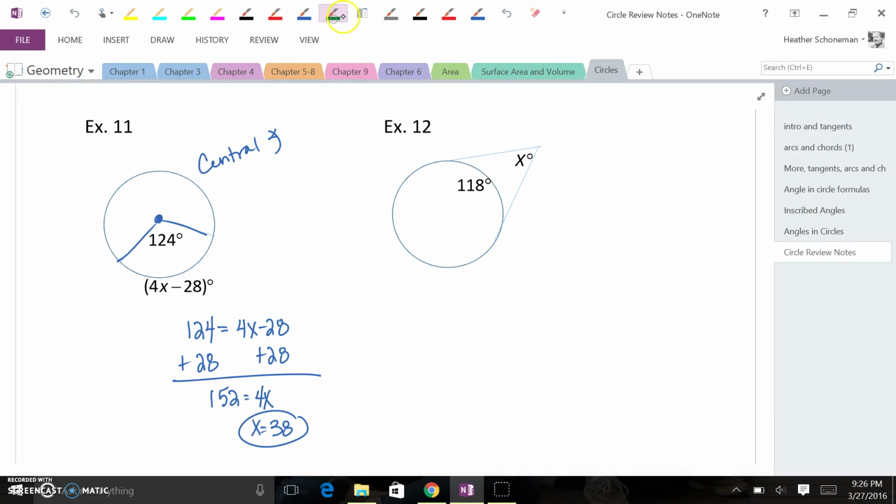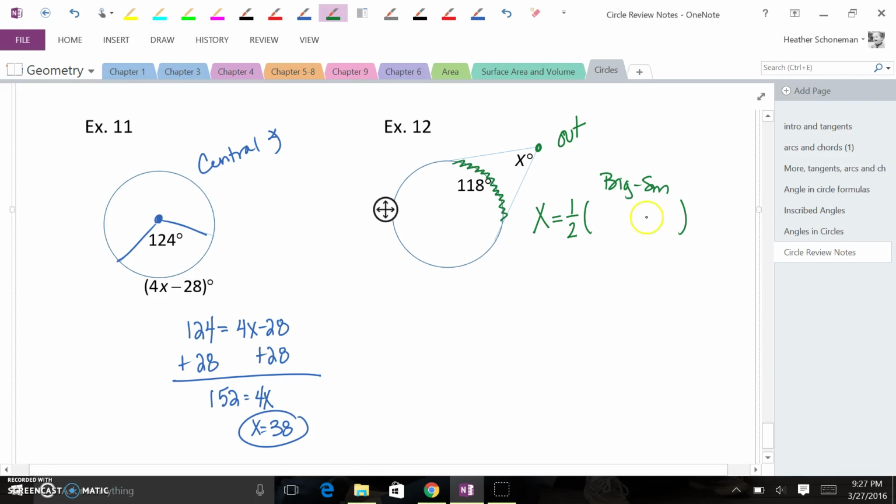Alright, last example. Example 12. The vertex is right here. It's outside of the circle. So when it's outside the circle, you write the angle equals. And the angle's x because it's closest to the vertex. When it's outside, it's 1/2 of the big arc minus the small arc. Well, they gave us the small arc. That's the one closest to the angle. It's going to be minus 118.